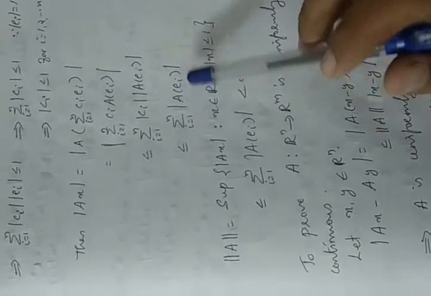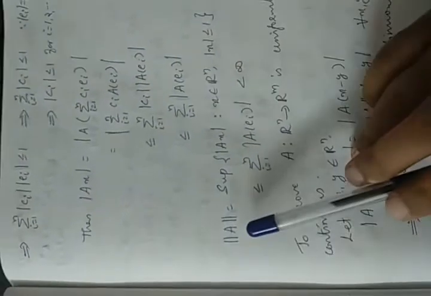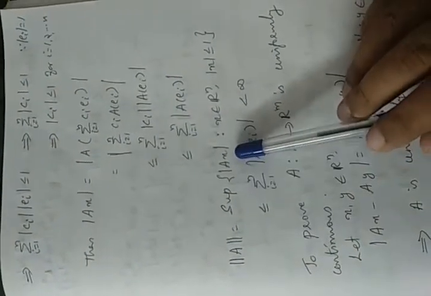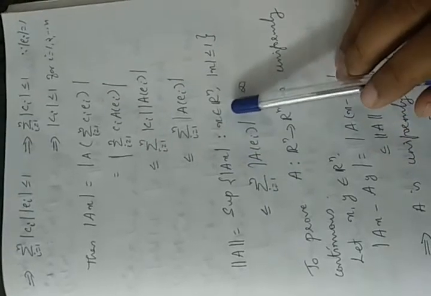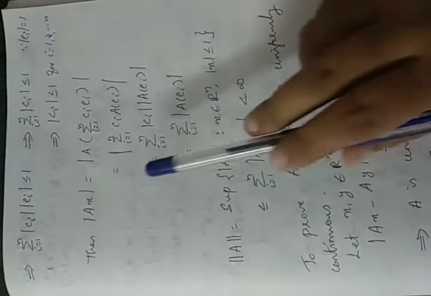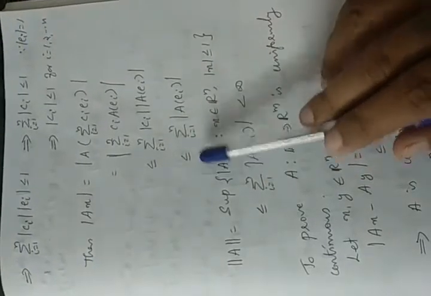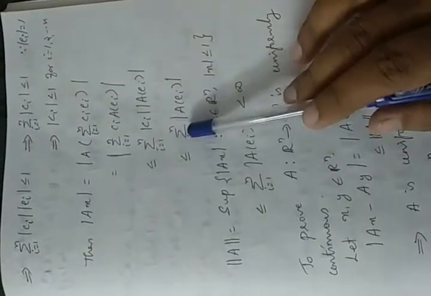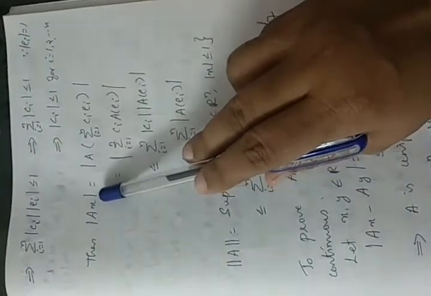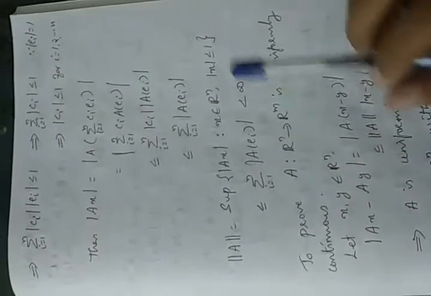Now, we have norm of A is equal to supremum of modulus of A of x, where x belongs to R^n with mod x less than or equal to 1. Now, modulus of A of x is less than or equal to this summation. Therefore, here x, the vector x satisfies the condition mod x less than or equal to 1.